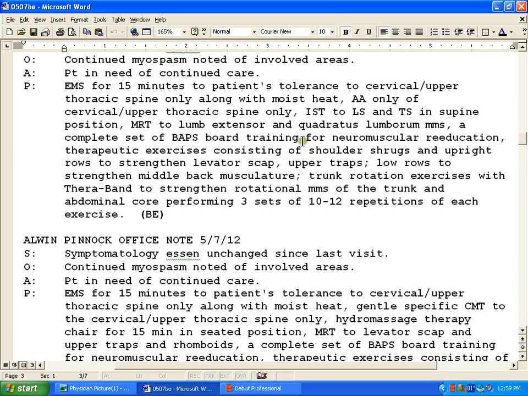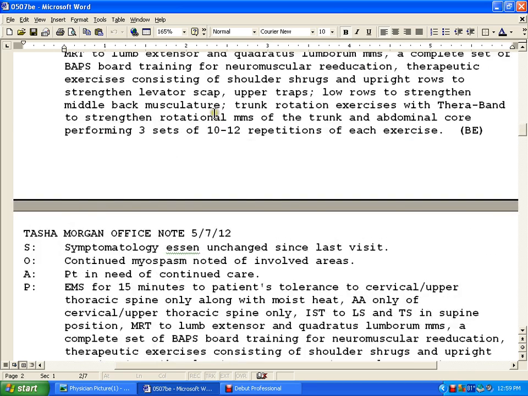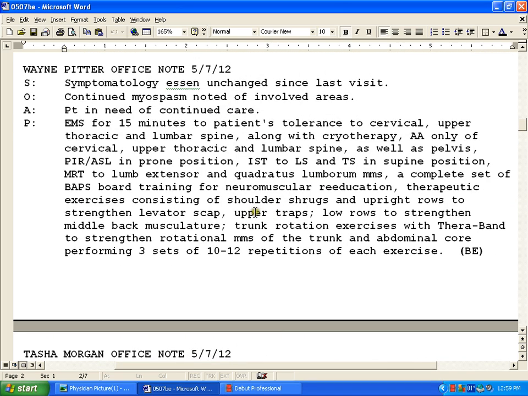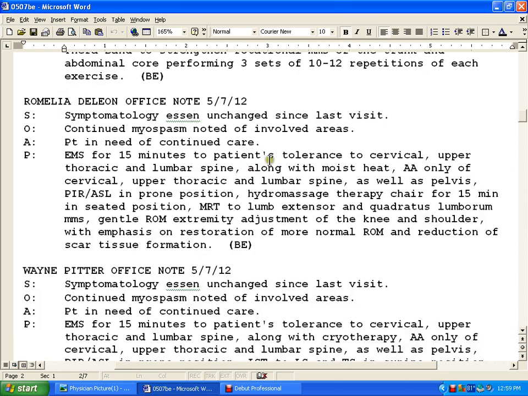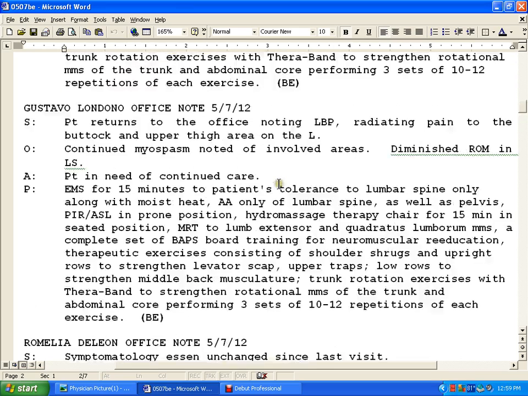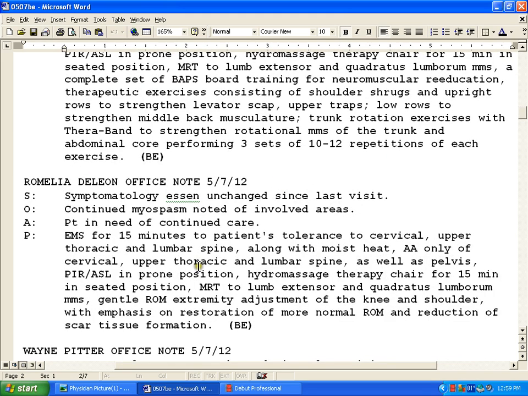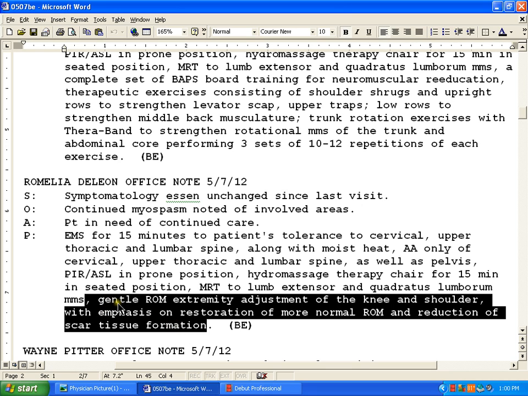I don't see anything here for the extremity, but we'll show it next time. Okay, we'll probably have another movie. Oh, here's one. Yeah, this is how we do it for the extremity. You put gentle arm, extremity of the knee, shoulder, whatever he'll tell you. And then you put in with emphasis on restoration of more normal ROM and reduction of scar tissue formation. That's what you put in when it's an extremity adjustment.